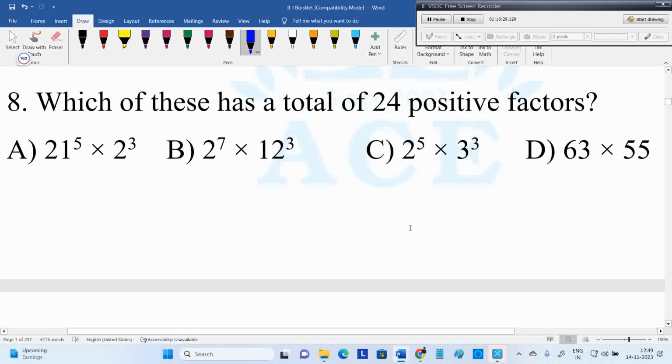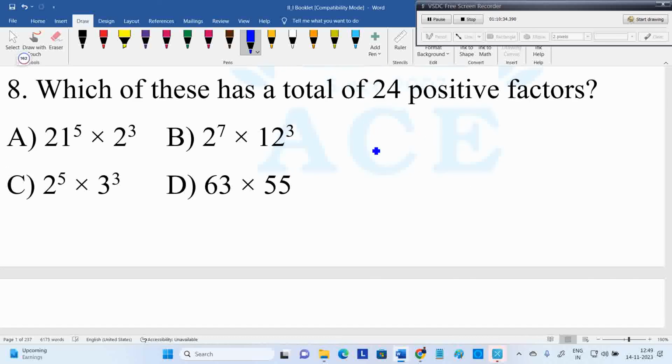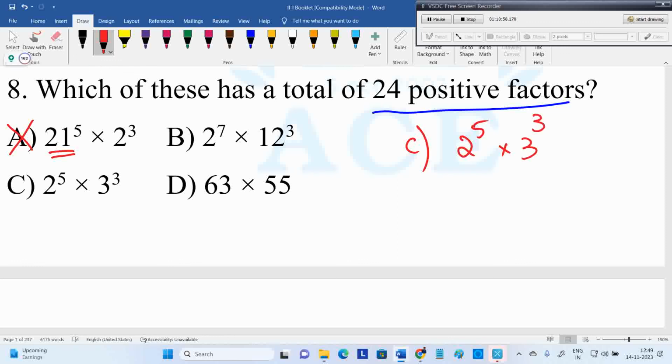One question is left over. Which of the following has 24 positive factors? Some people are saying option A. My dear friend, this 21 is not a prime number. Don't directly add 1 to the power; you need prime numbers. Option C, if you try, is 2 power 5 into 3 cube. Both are prime numbers. The number of factors, adding 1 to each power, is 6 into 4, which is 24.